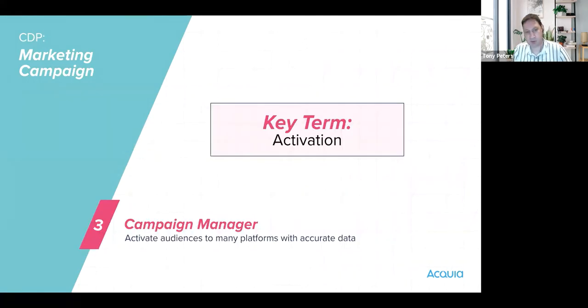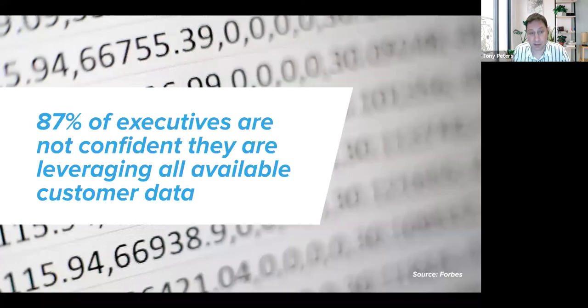And the last one I want to look at is that campaign manager. So this is the execution phase. And this is so important because, and this is a quote from Forbes, they're saying that 87% of executives are not confident they are leveraging all available customer data. Okay, and this tends to be the real difference between a CDP and a data warehouse, being actually able to execute and leverage on that data.